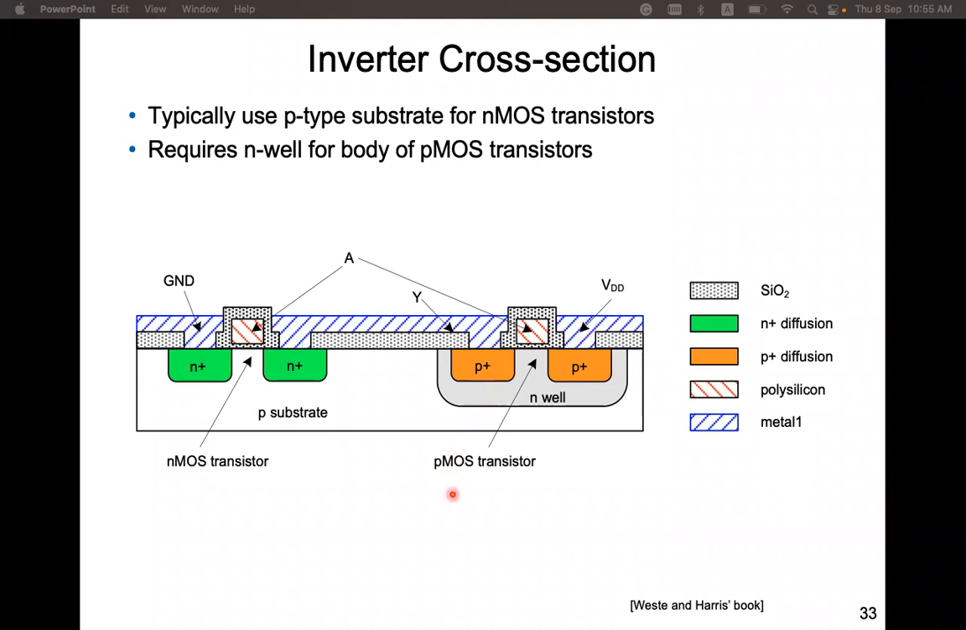So here we have different regions. You see metals. And the gate is formed by a layer called polysilicon, a highly conducting silicon layer. Then there are the diffusion regions, N-type diffusion, P-type diffusion, and silicon dioxide.